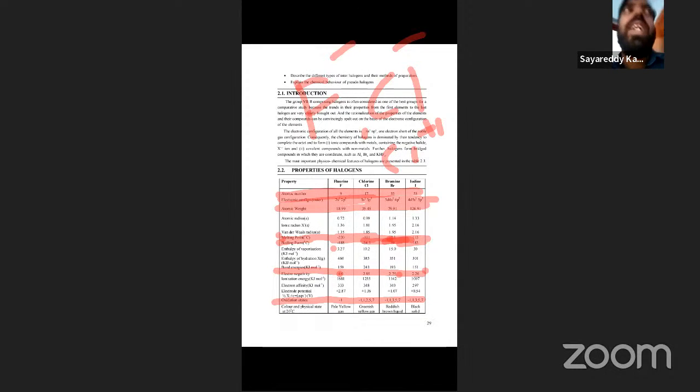There are bromine and mercury. Mercury and bromine are the only two liquids in the periodic table. Then iodine is a solid. Iodine at 20 degrees acts as a solid.